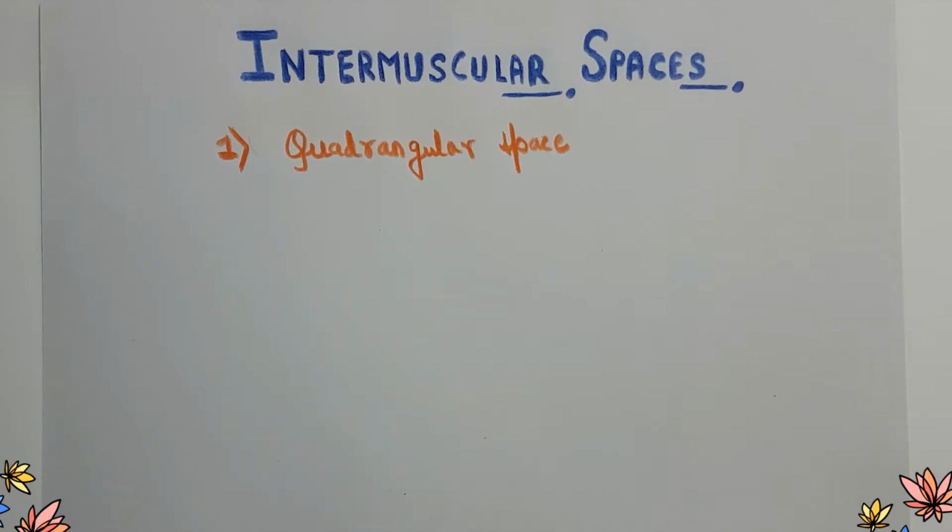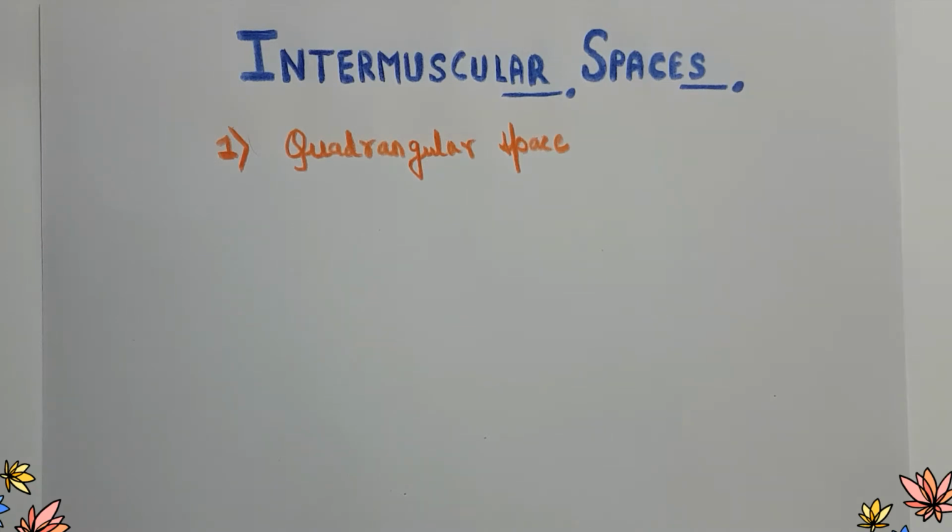And today we are going to discuss a very important topic, that is the intermuscular spaces. So before starting, I would like to mention that if you want to learn anything about the anastomosis over the scapula or over the elbow joint, please refer to my previous videos.